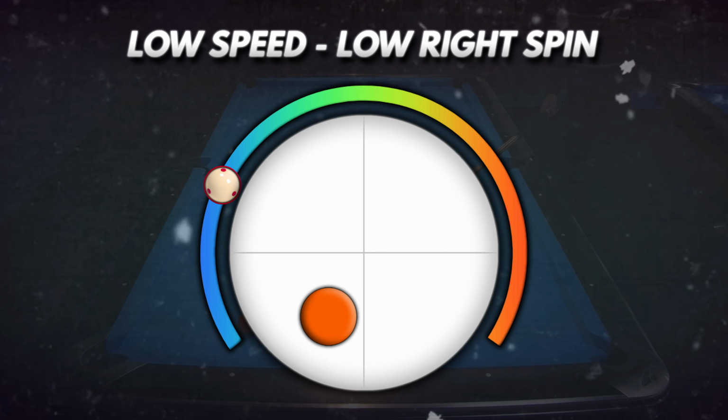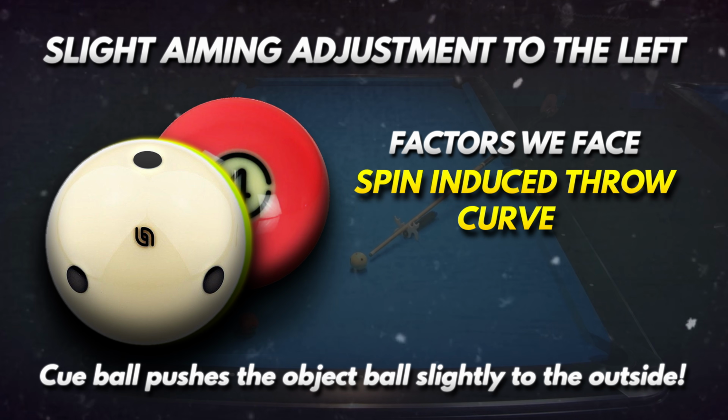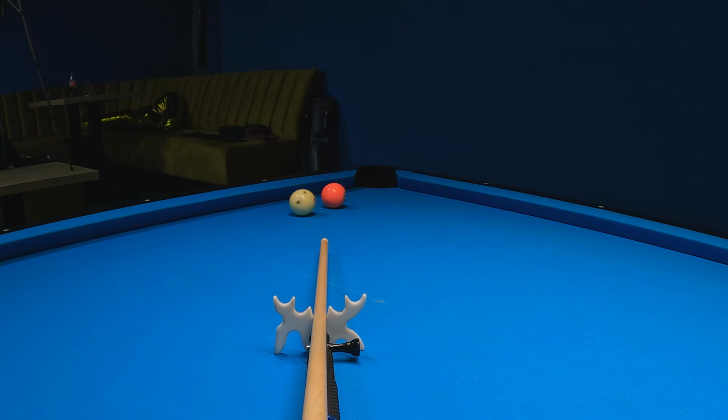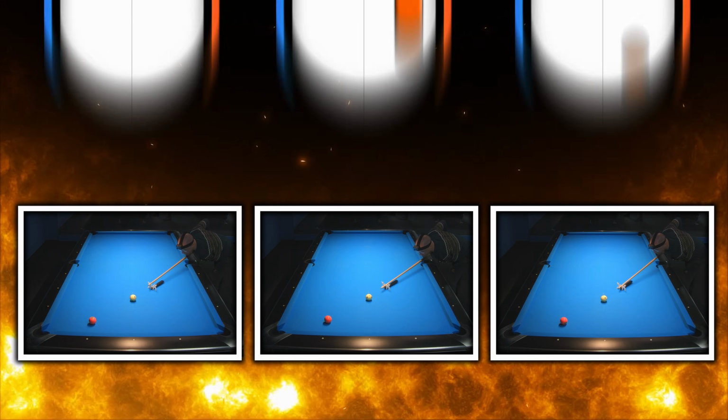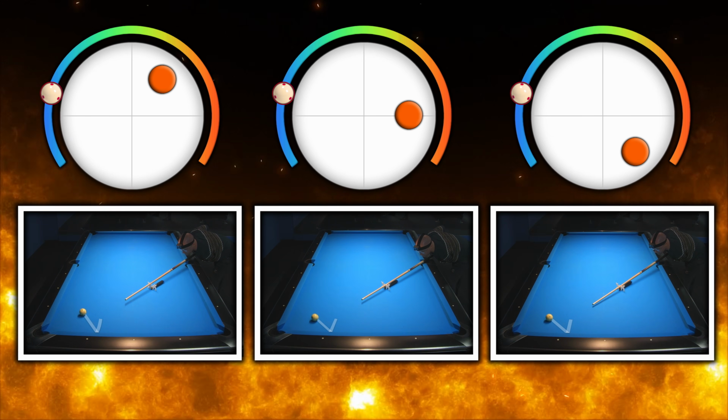But if we change English and hit the cue ball with low right, then after a slight adjustment in aiming to the left due to spin-induced throw, we face a very similar situation to the low-speed shots with left-hand English, because the lower we hit the cue ball, the more angle we can open after contact with the short rail.